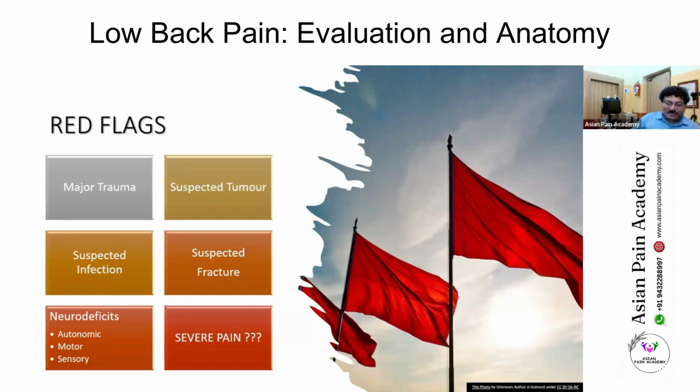Then suspected fracture, and there are progressive neurological deficits. So neurological deficits may be of autonomic, motor or sensory, but remember motor and autonomic neurodeficits are most important. For example, if the patient is losing the bowel control, it is a red flag and we have to go for an urgent surgery. If there is progressive weakness of the lower limbs, we could not wait. So we have to go for the treatment immediately.